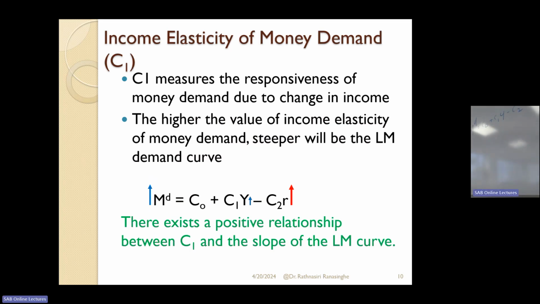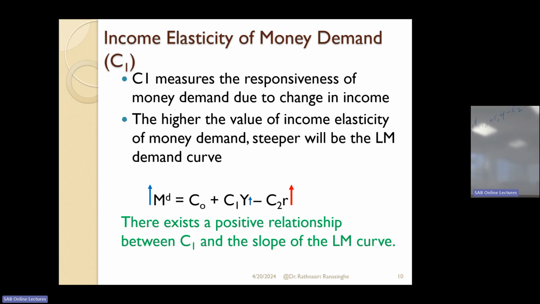We first take the income elasticity of money demand, C1. That determines the relationship between income and money: how far money demand responds to a change in income. What is the percentage change in money demand due to a percentage change in income? So it is the responsiveness of money demand to a change in income. Sometimes C1 can be low or high.